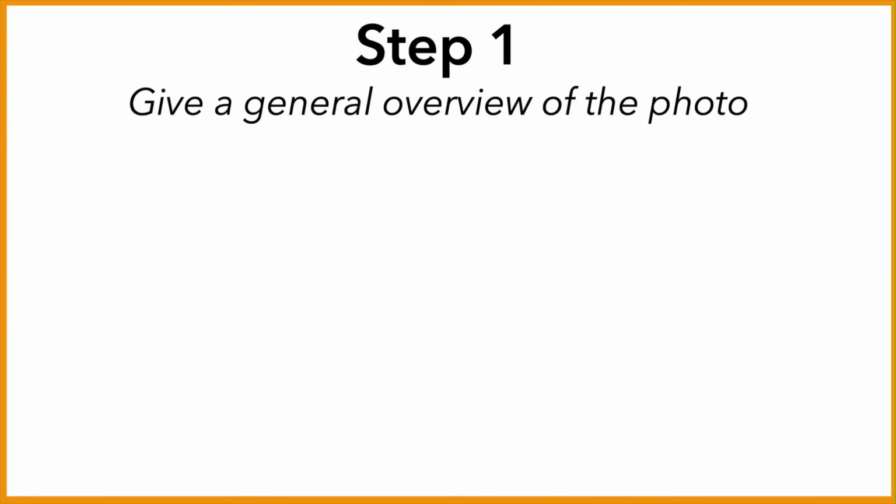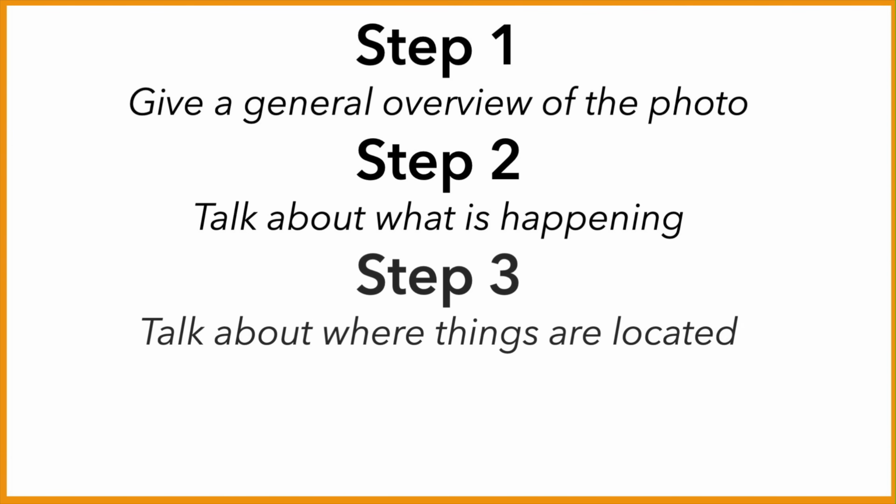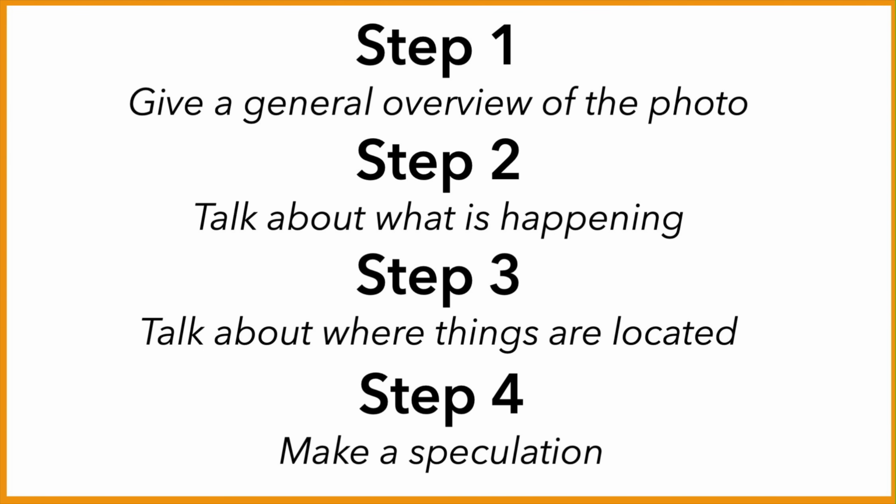Step 1, give a general overview of the photo. Step 2, talk about what is happening in the photo. Step 3, talk about where things are located in the photo. And step 4, speculate about what happened or what is going to happen based on the photo. And thinking of a structure like that can be really helpful to give you confidence to answer this question type really well on the test.